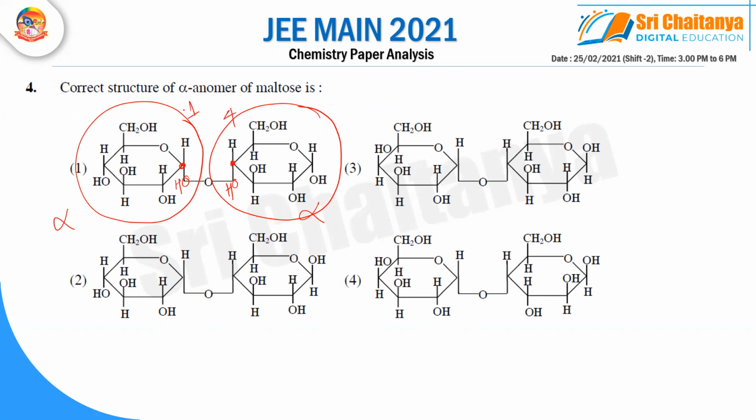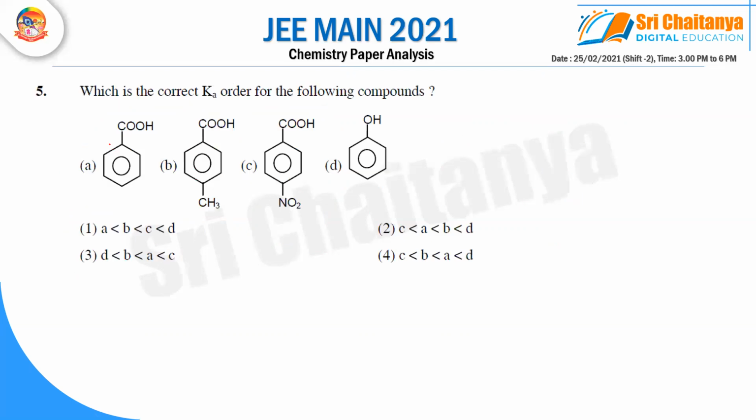So they are connected by C1 and C4. And since both of the units are alpha, this linkage is alpha glycosidic linkage. They can connect them by removing a water molecule. That's how maltose is formed. So this is the appropriate option.